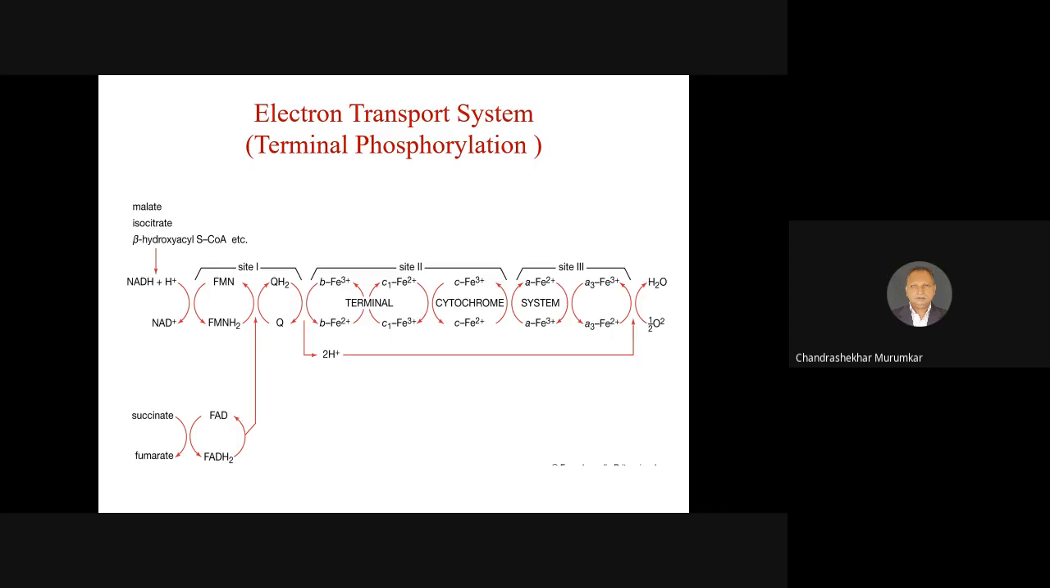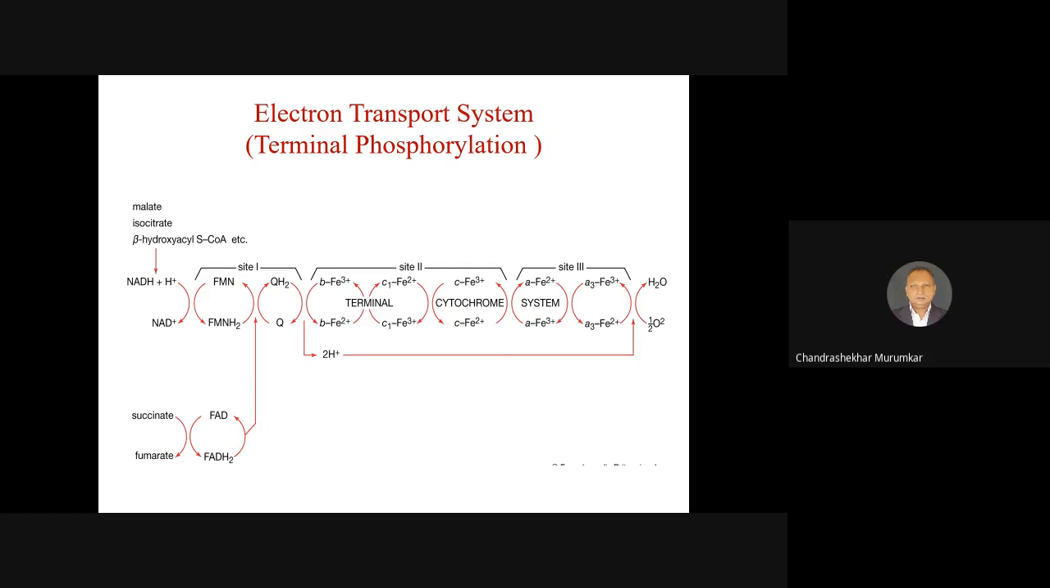Remember, all these cytochromes are embedded in the mitochondrial membrane. That is, these particular oxidative compounds or cytochromes are present in the inner membrane, the inner folding of the cristae or inner folding of the mitochondrion, and all these are embedded in the membrane.